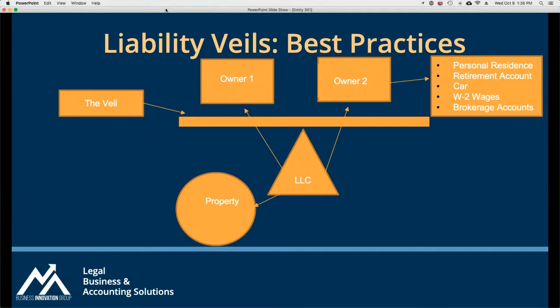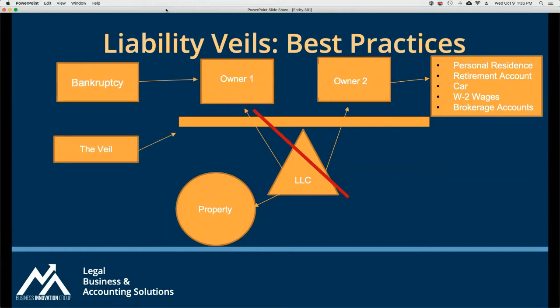Visually, I'm representing this with a company and a barrier between it and the owners. Back with the owners, we have personal residence, retirement account, car, whatever it is that they may own. And then down in the LLC, we have a property. Well, if a tenant slips and falls, the tenant's argument is that they're going to try to pierce through the LLC liability veil and get back to the personal residence, retirement account, car, whatever it is that the owner owns, right?